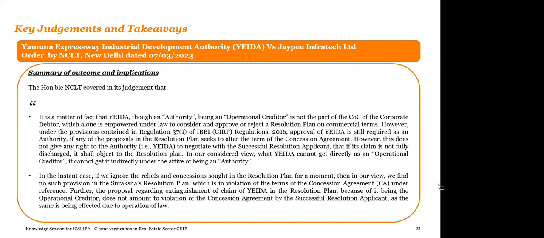In our considered view, what EIDA can get directly as an operational creditor, it cannot get indirectly under the attire of being an authority. So although it is an authority, what it can't get as an operational creditor, it can't get even being an authority. So the right is the same as an operational creditor.